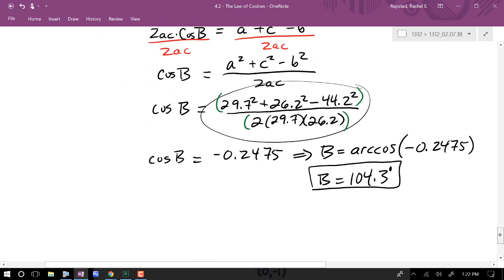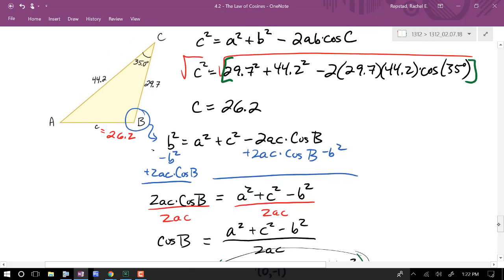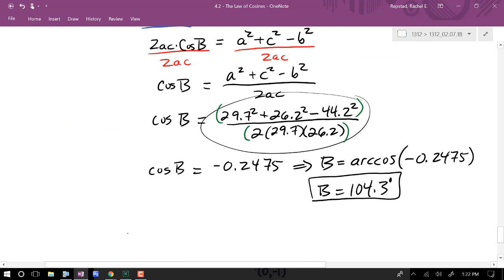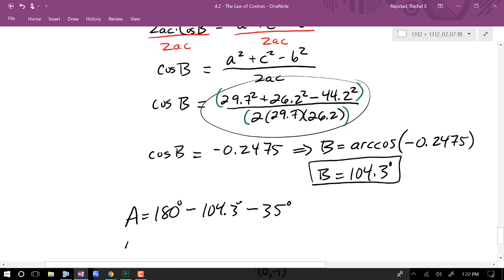And then the only thing left is angle A. So we just subtract from 180. What do we get? 40.7? Oops. 40.6, because if you get 104.3 for the big angle, you're subtracting a 0.3 off, so you'd have a 0.7 at the end, right?